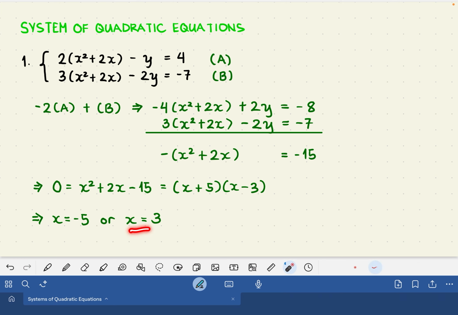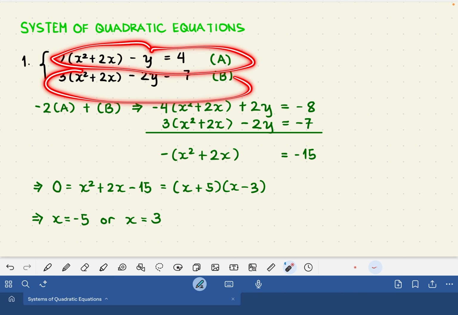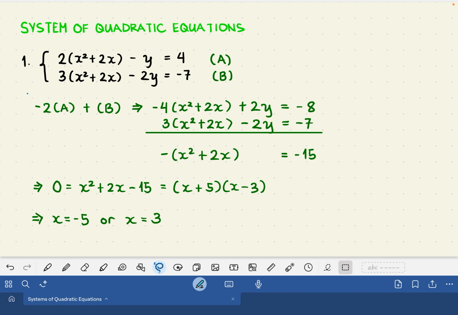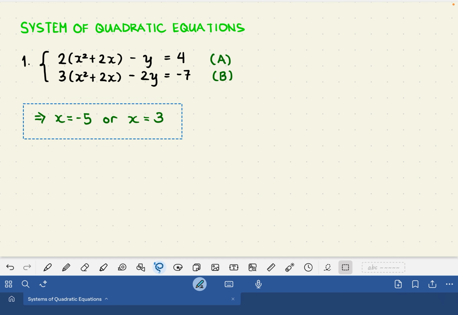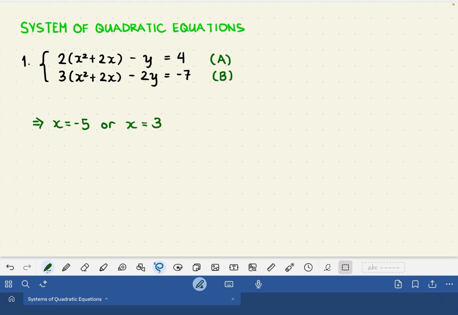Now that we have the x values, what's left is to find their corresponding y values using this or this equation. Let us first remove this part of our solution, and let us solve for the corresponding y value. First, at x equal to negative 5, substituting this to the first equation, we will have 2 times negative 5 squared plus 2 times negative 5 minus y equal to 4.